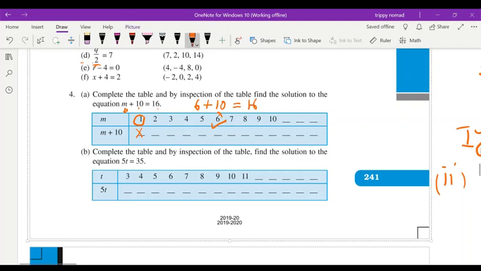Which value of m have we put here? 6. So the answer will be this. You will continue with these different values. In the same way, a plus sign was given. Now children, in the next part of this question, which sign have they given? You see, complete the table and by inspection of the table find the solution to the equation 5t is equal to 35.